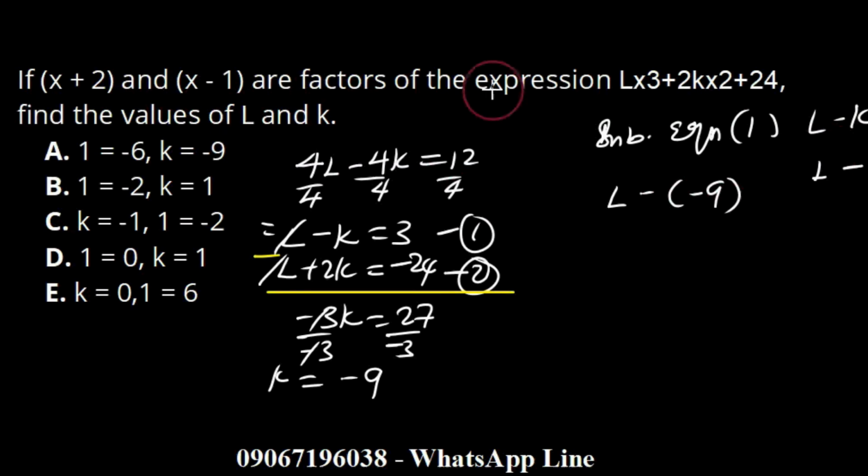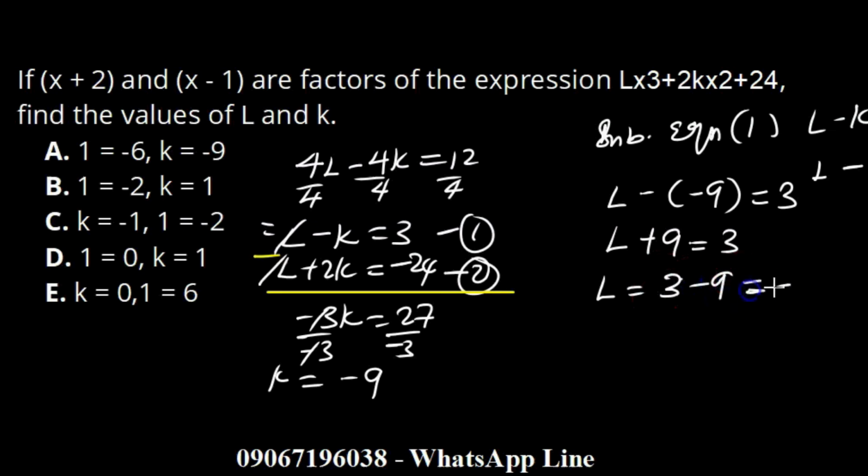So this is going to give us, minus minus is plus, L plus 9 equals 3. L is going to give us 3 minus 9, which is minus 6. So therefore our L equals minus 6 and our K equals minus 9. The option to that question is L is minus 6 and K is minus 9. So option A is the answer to that question.